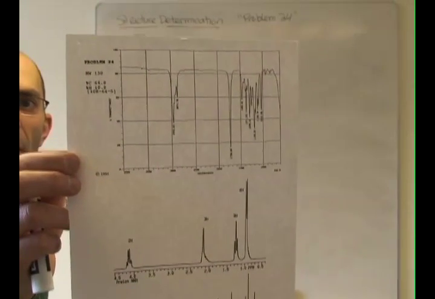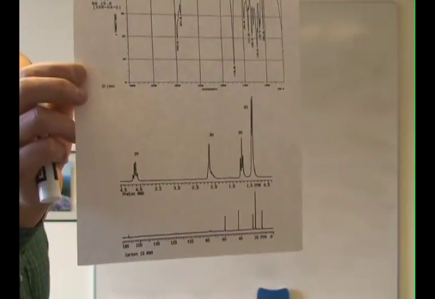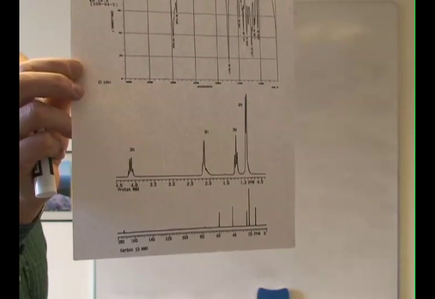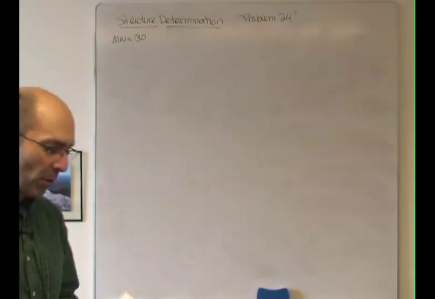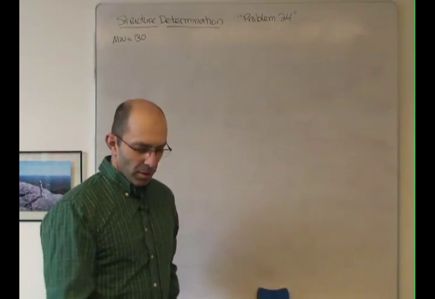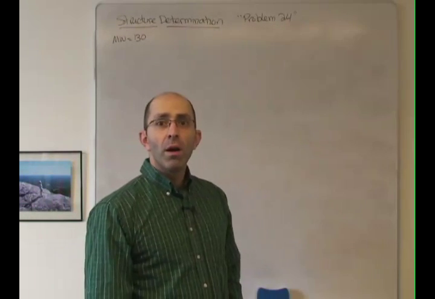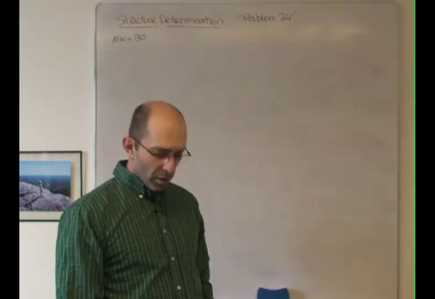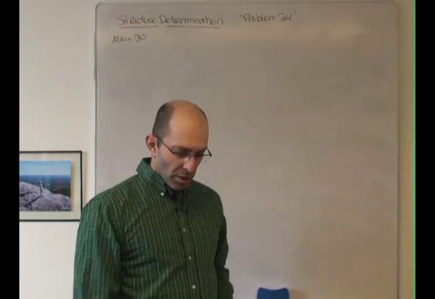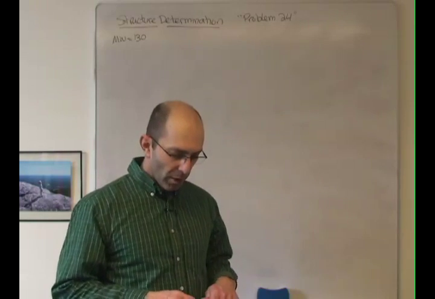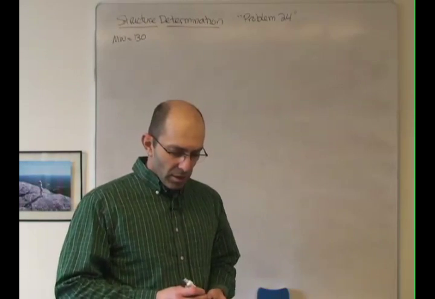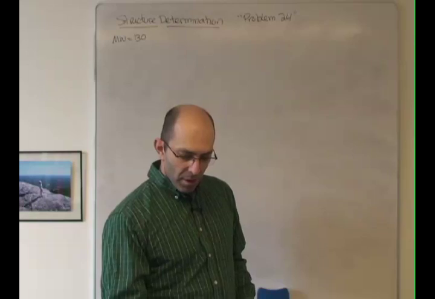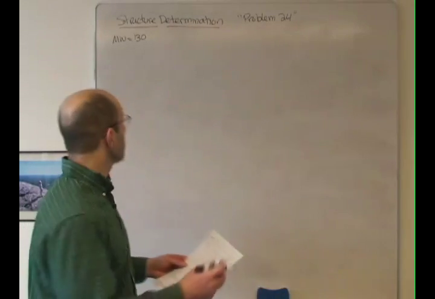You can see the IR, you can see carbon-13, proton NMR. All right, so that's the problem that we're going to be working on. It's labeled as problem 24. And unlike most of the problems that we have, we're given a molecular weight instead of a molecular formula. So that makes it a little bit more challenging, but hopefully we can work through that. All right, so let's take a look at this and see if we can figure out what's going on. So let's look at the IR first.